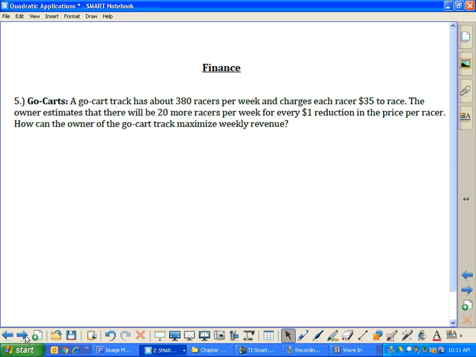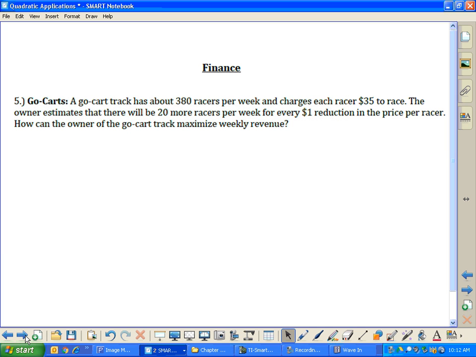Do you guys see where we're at? Now, next application is in the world of finance. Step one, we read it and we read it again. We have a go-kart problem. A go-kart track has about 380 racers per week and charges each racer $35 to race. Pricey go-kart track. I don't know what the going rate is for go-karts lately, but seems steep. The owner estimates that there will be 20 more racers per week for every $1 reduction in the price per racer. How can the owner of the go-kart track maximize his weekly revenue?